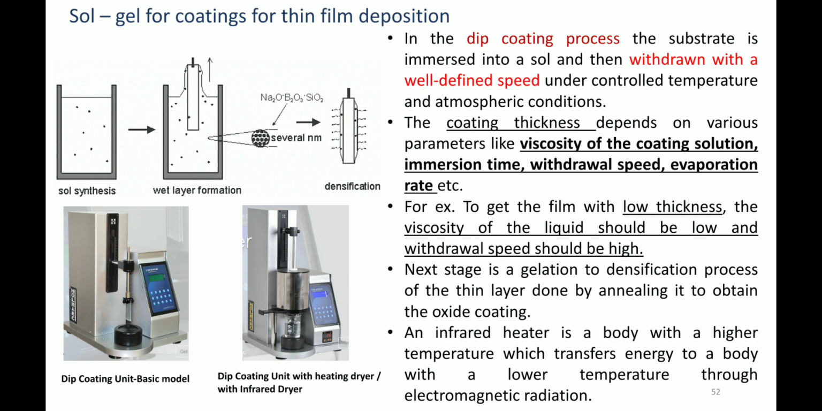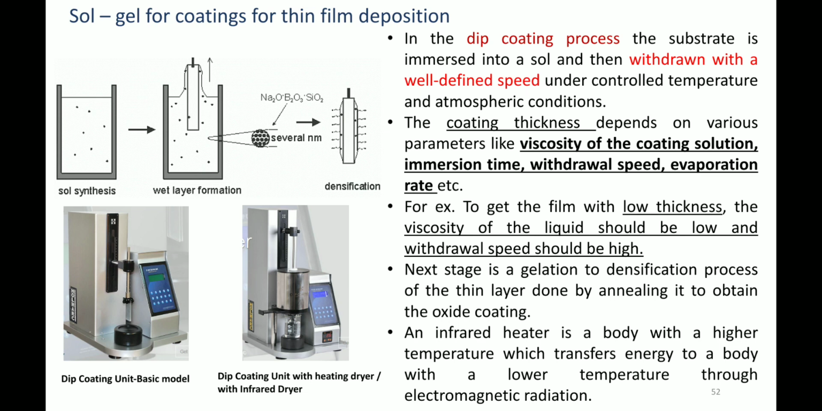Okay, the coating thickness again depends upon various parameters like viscosity of the coating solution, immersion time, withdrawal speed, evaporation rate. Okay, so all these parameters are basically going to tune the thickness of the coating. For example, if we want low thickness, then viscosity of the liquid should be low, and withdrawal speed should be high. So you are not allowing enough time for the precursor solution to dry. You are taking that substrate out with a very high speed. In that case, what you get is a low thickness. Okay, if you do the opposite, then you get a high thickness.